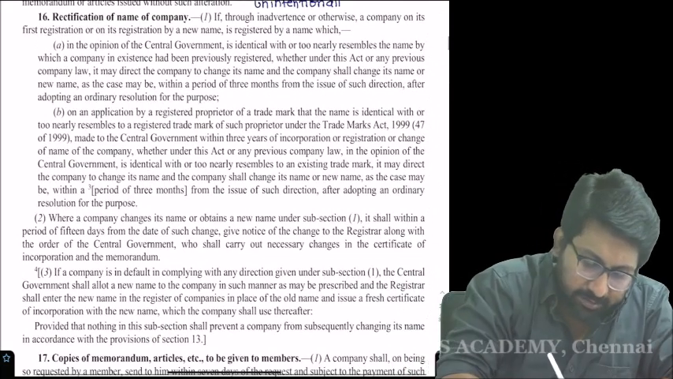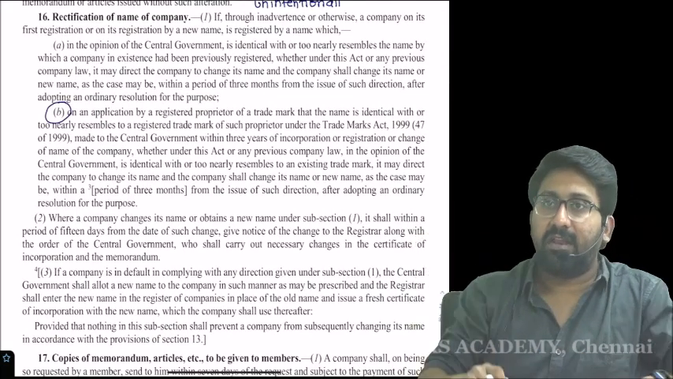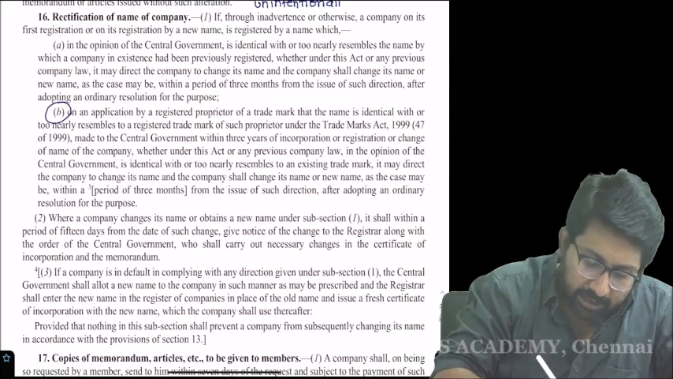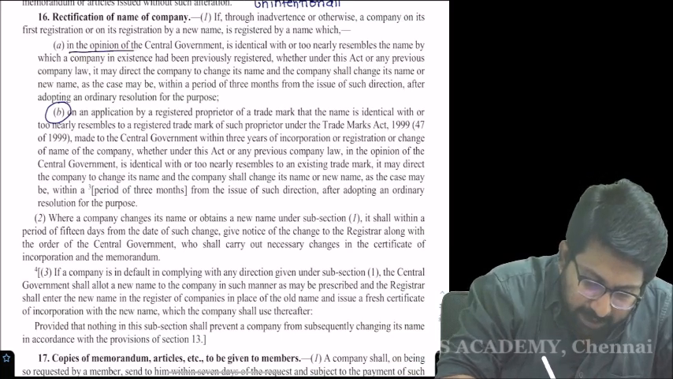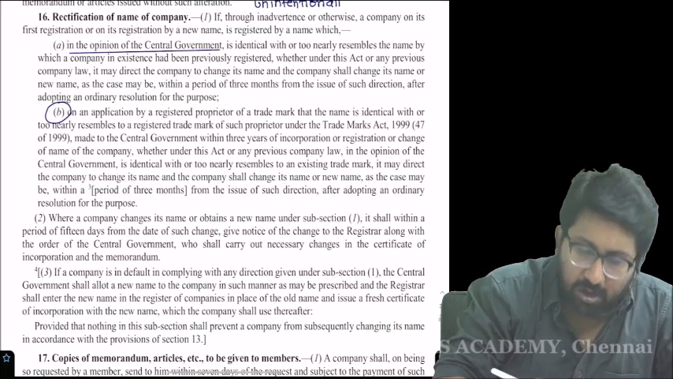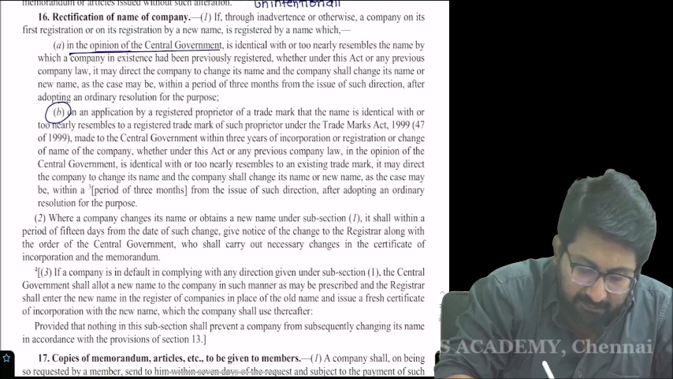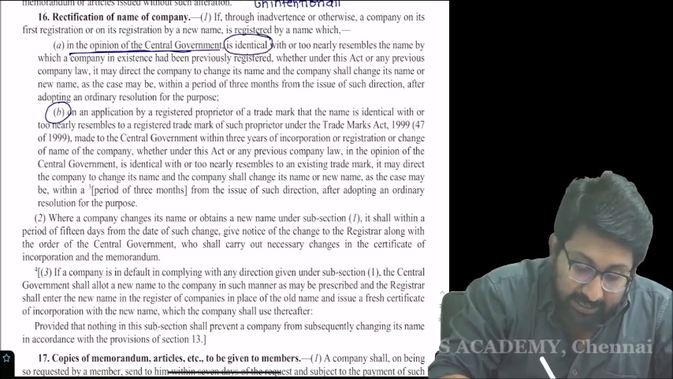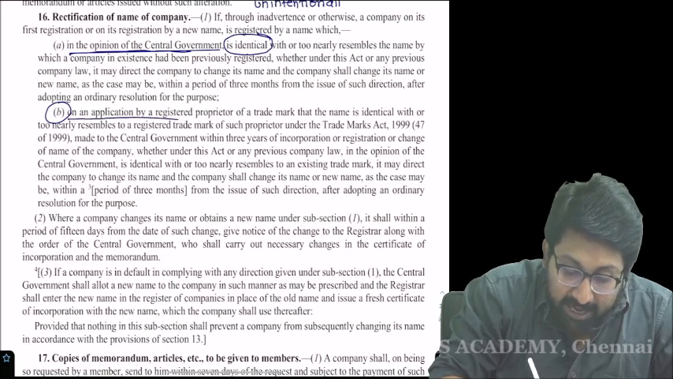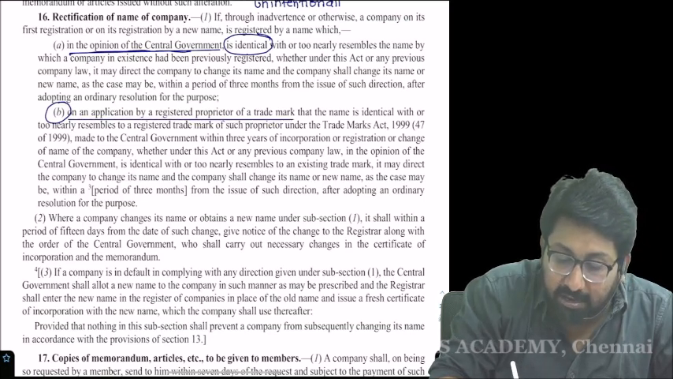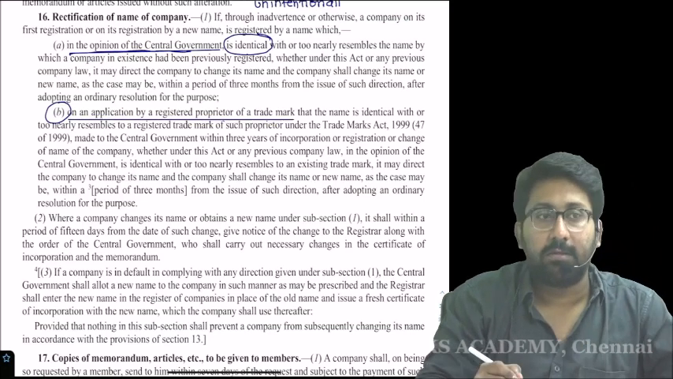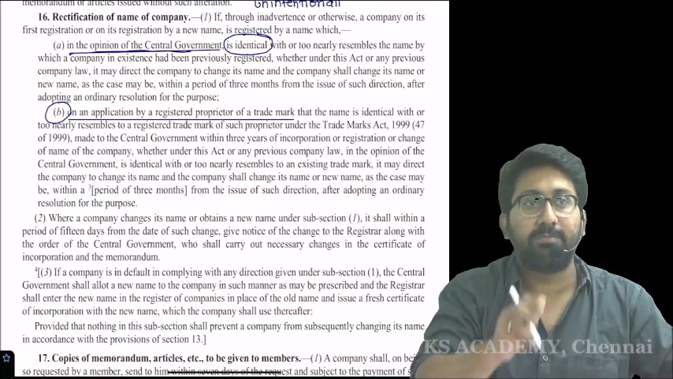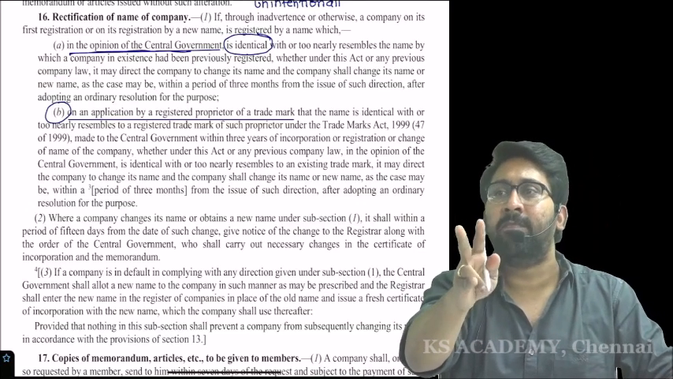Yes, sir. That's why Bare Act words are important. Here, if you see, "in the opinion of", not reading, in the opinion of, it is not opinion on application made by the registered trademark person. Did you observe the difference between both of them?